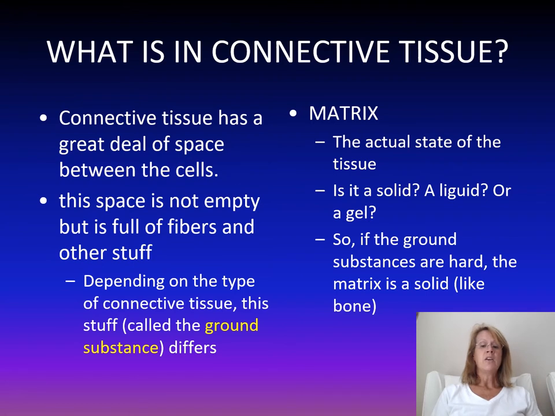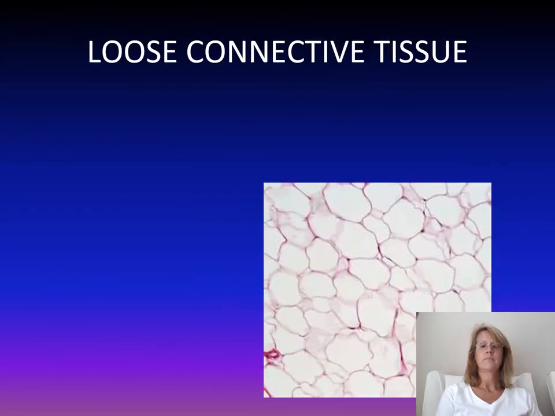In the case of solid matrices, the only two tissues we're going to talk about that have a solid matrix are bone and teeth. In the case of a liquid matrix, the only thing that has a liquid matrix is blood. Everything else is going to have a gel matrix. So this is how we look at loose connective tissue, dense connective tissue, and the hodgepodge leftover group that we have to put somewhere, specialized connective tissue.